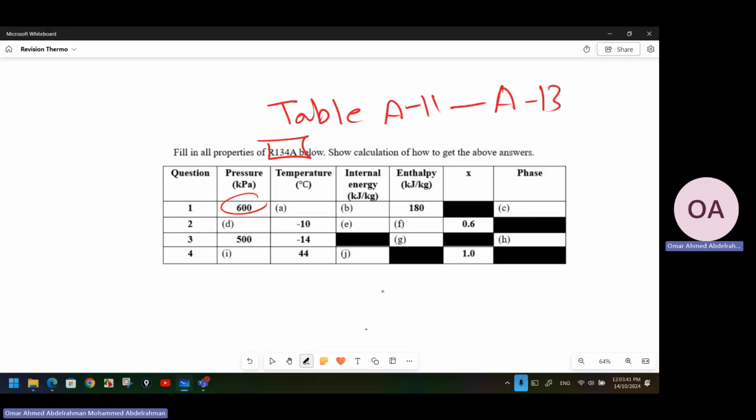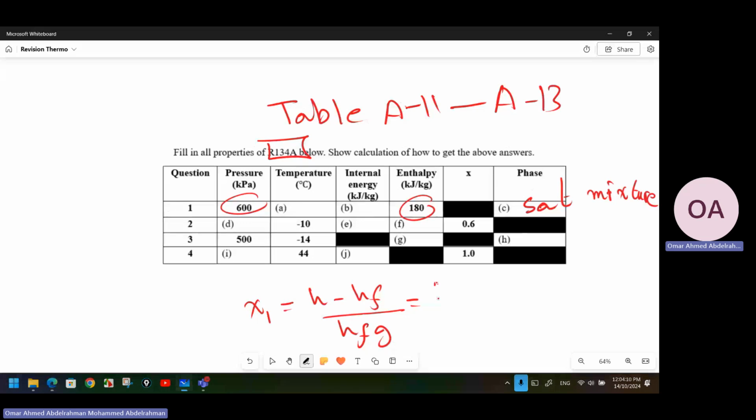Whenever we have a saturated mixture, it is a must to calculate the quality. You cannot directly get any value from the table without calculating the quality first. So we need to calculate the quality. I can calculate the quality from where? From the property that I have, which is the enthalpy. So I can say that x1 is equal to h minus hf over hfg. Okay, and I get the values from the table.